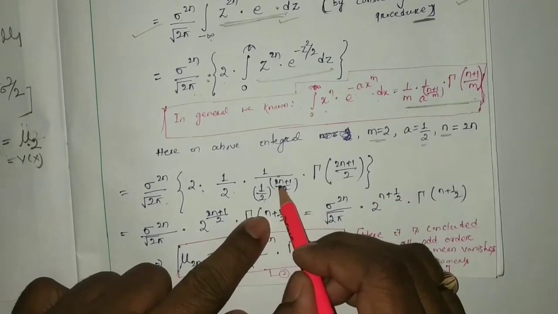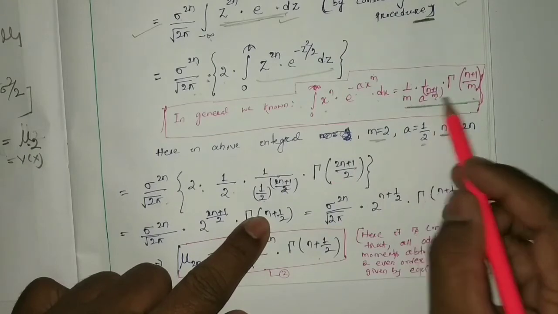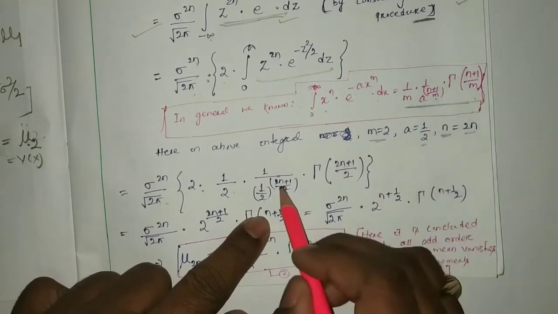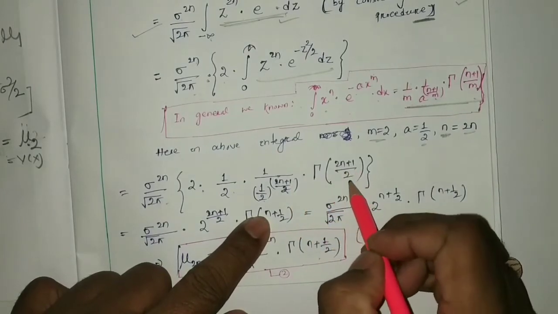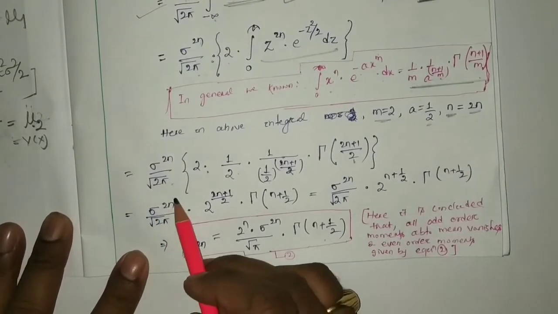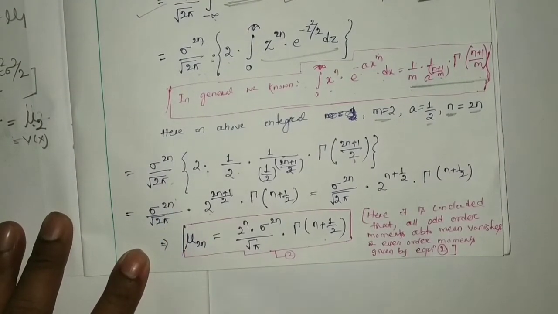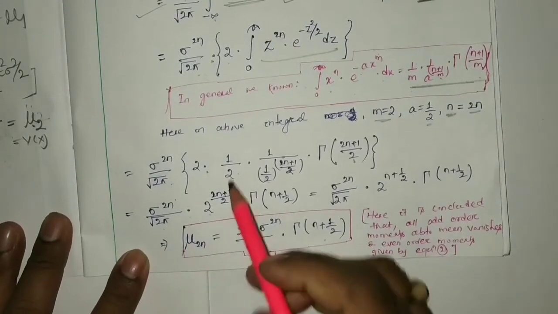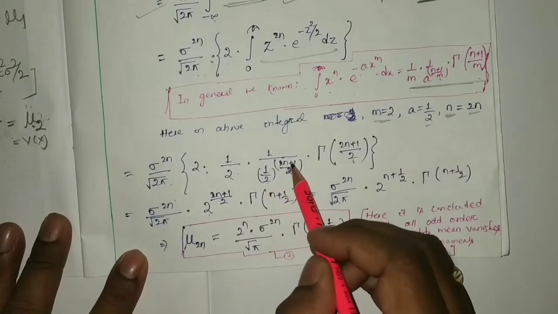1 by 2 to the power n plus 1 by 2. Here n is nothing but 2n. So 2n plus 1 by 2 into gamma 2n plus 1 by 2. Right? Now sigma to the power 2n by 2 pi root over into 2 to the power. Here you can see that these 2 got cancelled. Here 1 by 2 to the power 2n plus 1 by 2.